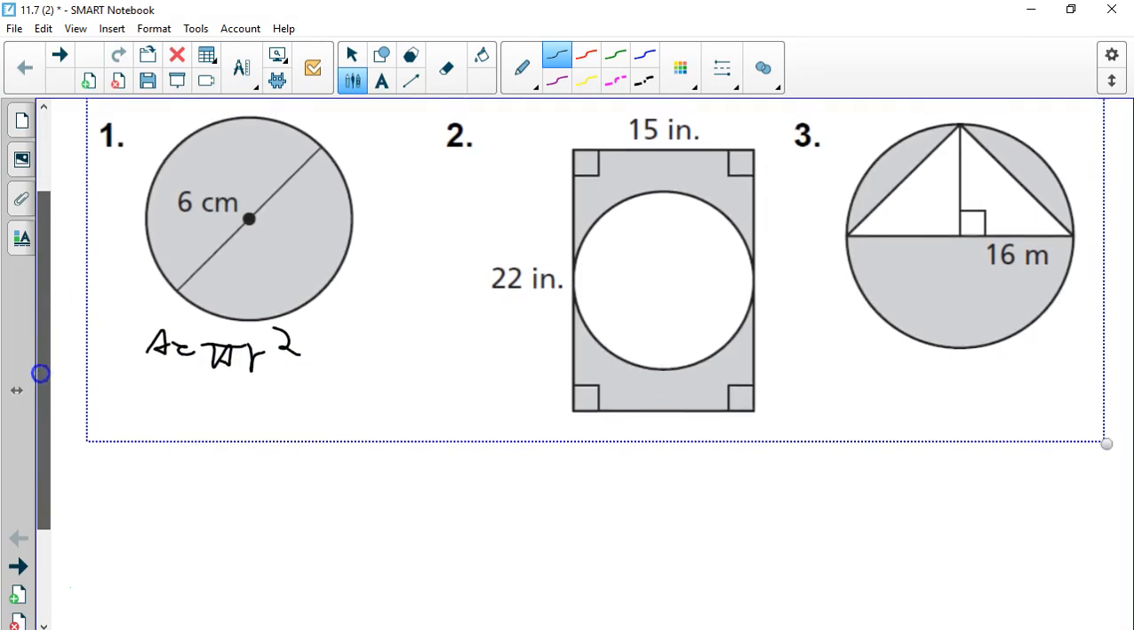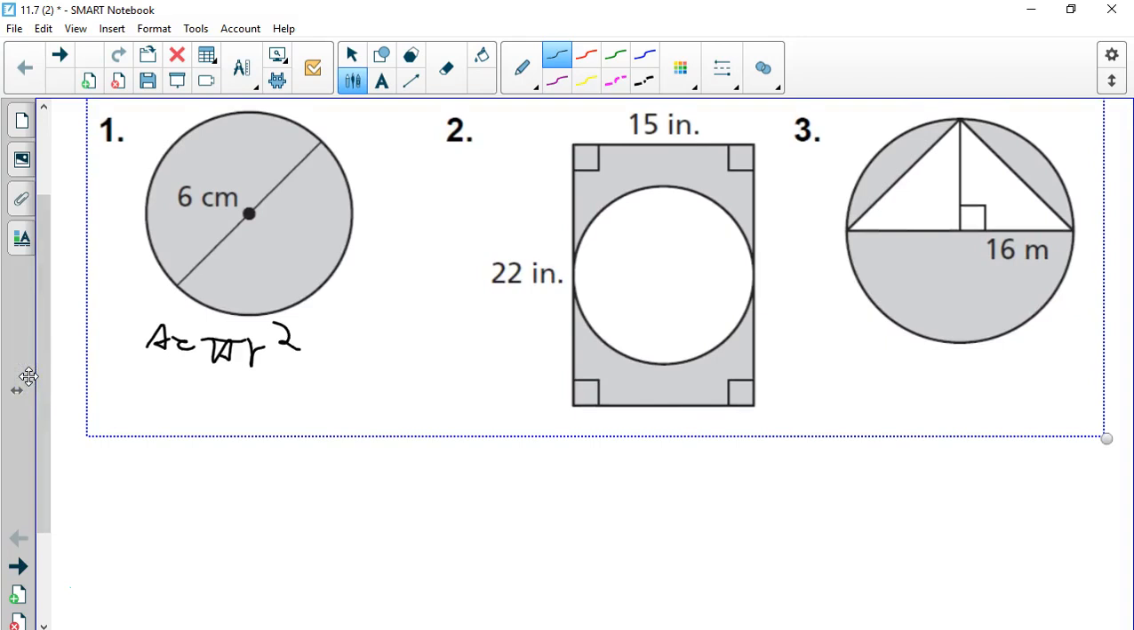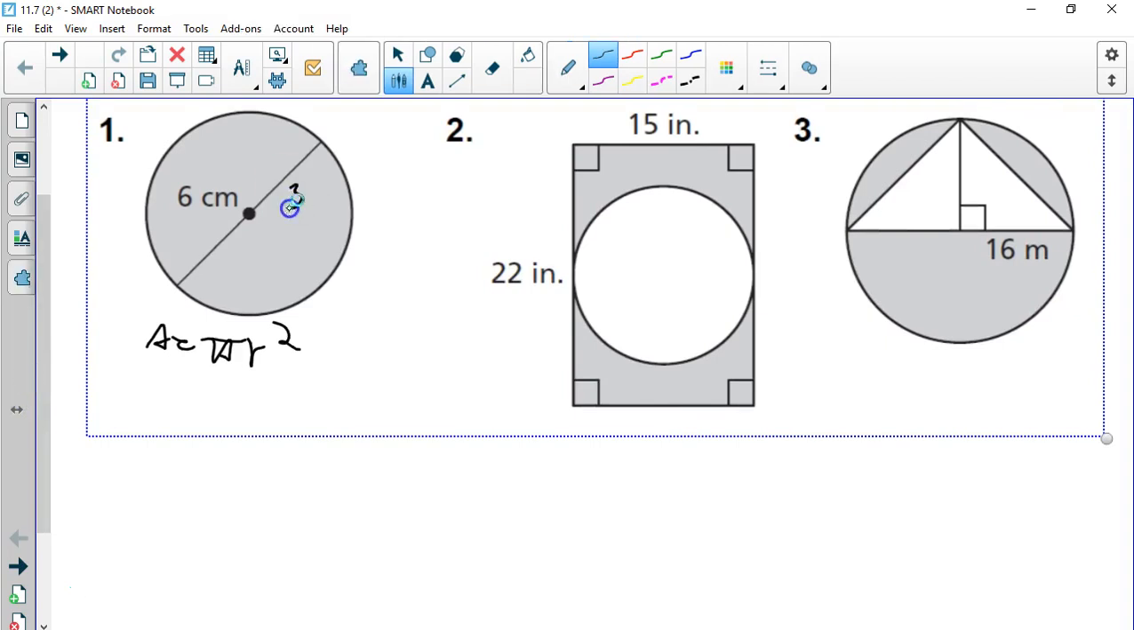Okay, so we are going to look at what we need here. We have the diameter of 6, so we're going to use 3. So area equals pi 3 squared, or 9. So if it wants the exact answer, the answer is 9 pi square centimeters.